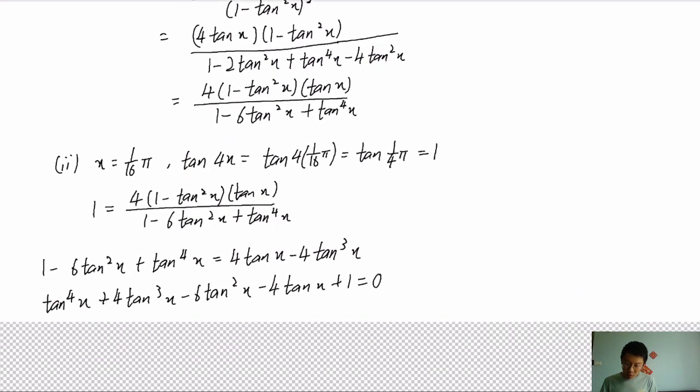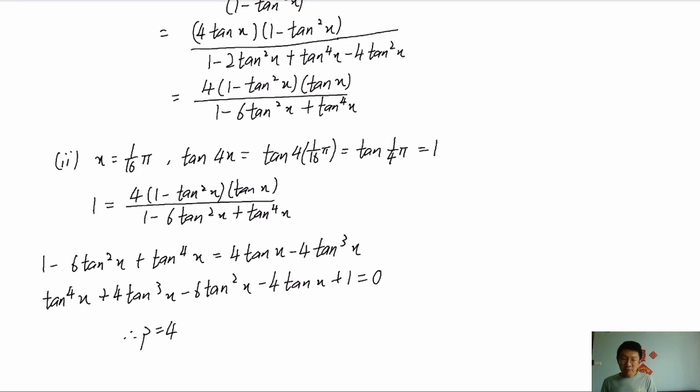Okay, so what happens if we let x be 1 over 16 pi? What happens when we substitute that into the left hand side of the identity? What is our left hand side? The left hand side of our identity is tangent 4x. If we substitute this into our left hand side, we get tangent 1 over 4 pi. So tangent 1 over 4 pi is 1.